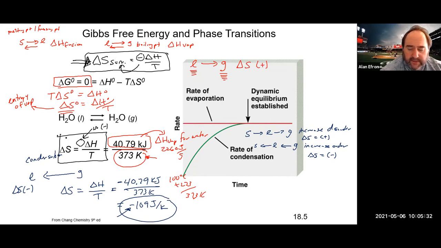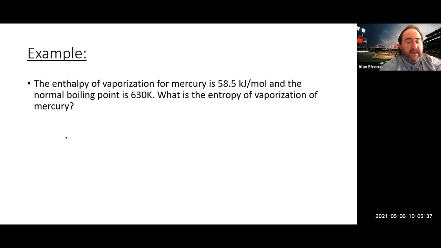Okay. So why don't you give one a go here and see what you come up with. The enthalpy of vaporization of mercury is 58.5. Normal boiling point is 630. What is the entropy of vaporization? So take a second and see what you come up with.